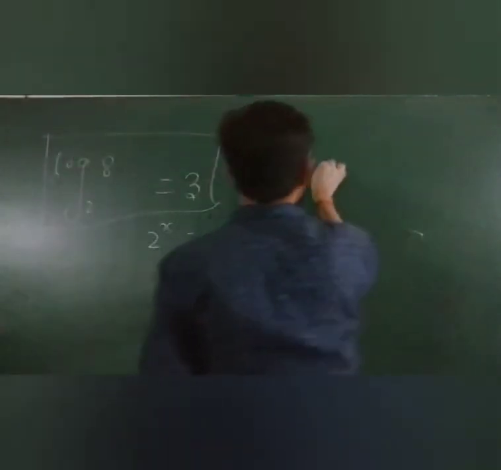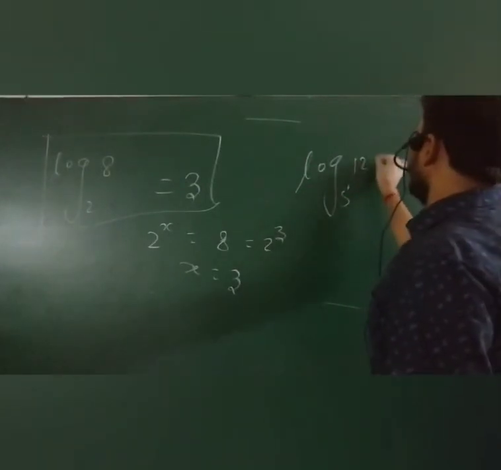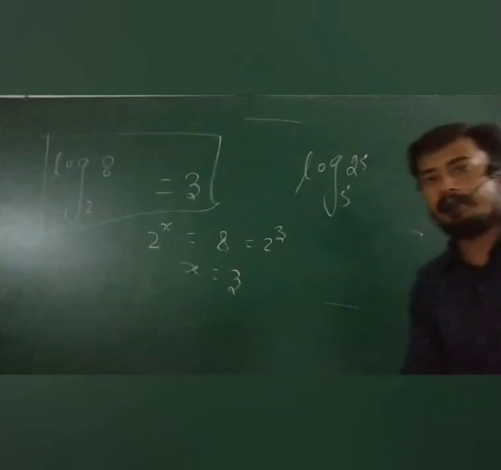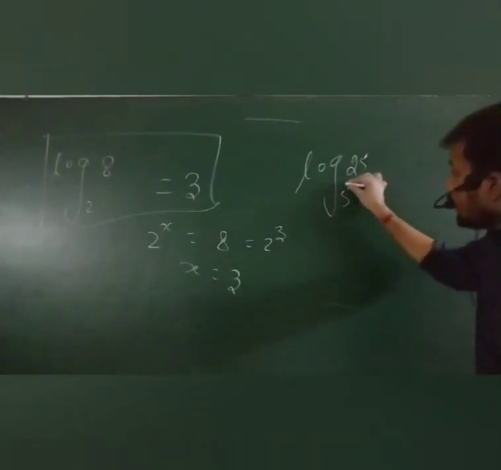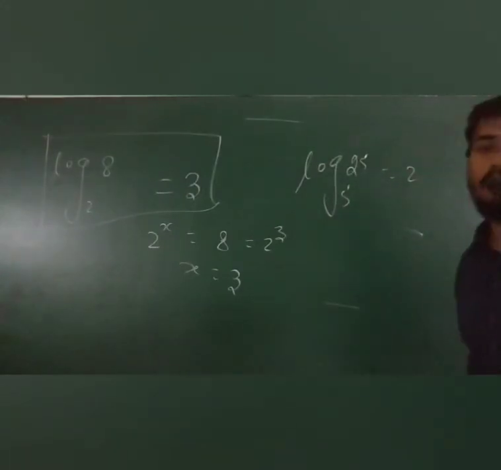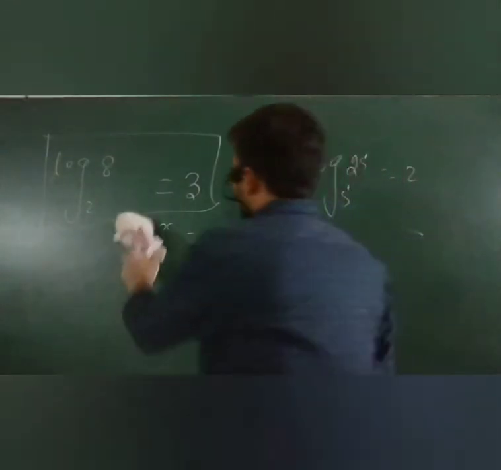Similarly, you can take another example. Log 5 125, or just take 25. Tell me, what should be its value? So what should be its power? It will be 2. So its value will be 2. Getting your points? Next you can take another example.